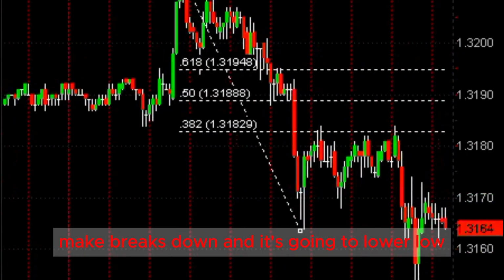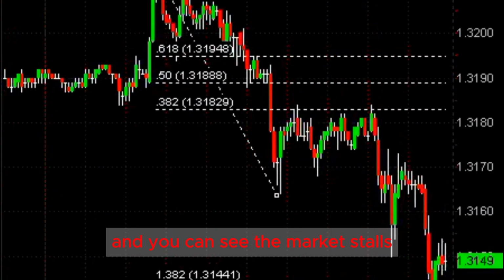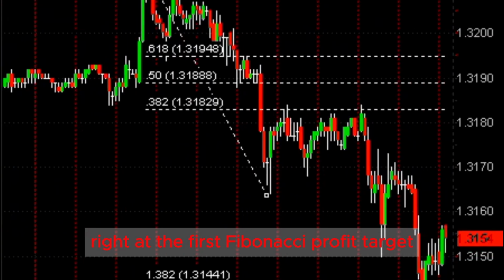It breaks down and it's going to a lower low. And you can see the market stalls right at the first Fibonacci profit target. If you're short right around here, this is your first profit objective. And in this case, you made about 35, 36 pips. And if you're a counter trend trader, you can wait for this level to get into a low-risk short-term counter trend trade. You would have bought here at 1.3145.